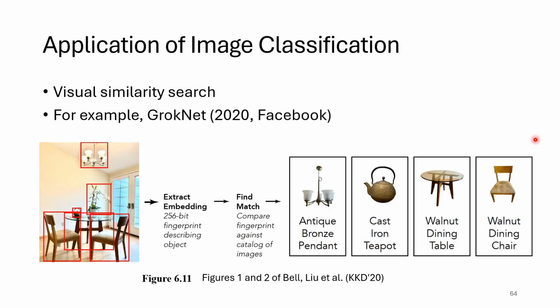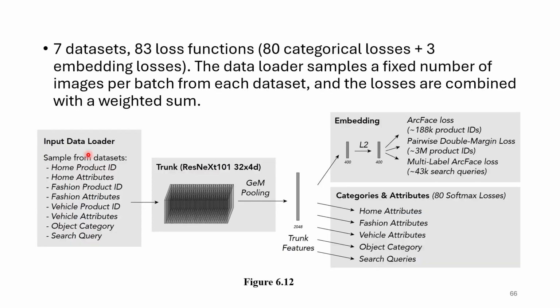And then our textbook talks about the application of image classification. It showed us an example. This is Groknet, a product of Facebook in 2020. Given an image, it can recognize the objects in the image so that it can give the information to their advertisement buyers to promote their product to the customer. Okay, let's skip those details.